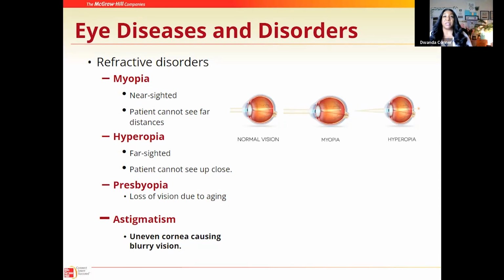Presbyopia has a prefix of presby. Presby is in relationship to aging. So presbyopia is going to be a loss of vision due to aging. And then our last term there is called astigmatism. Astigmatism is an uneven cornea that causes blurry vision, and astigmatism tends to take things that are seen in a circular form typically, and makes it more into an oval.